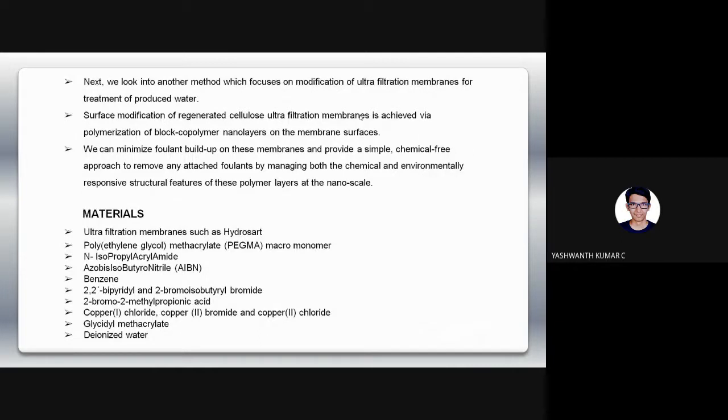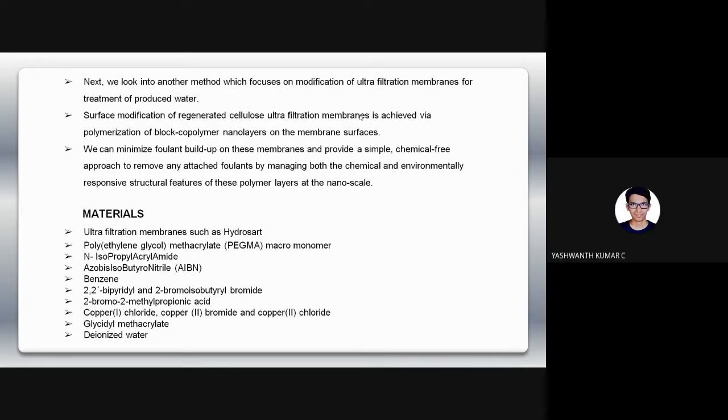We'll look into another method which focuses on modification of ultrafiltration membranes for treatment of produced water. Surface modification of regenerated cellulose ultrafiltration membranes is achieved via polymerization of block copolymer nanolayers on the membrane surfaces. We can minimize foulant buildup on these membranes and provide a simple chemical-free approach to remove any attached foulants by managing both the chemical and environmentally responsive structural features of these polymer layers at the nanoscale.